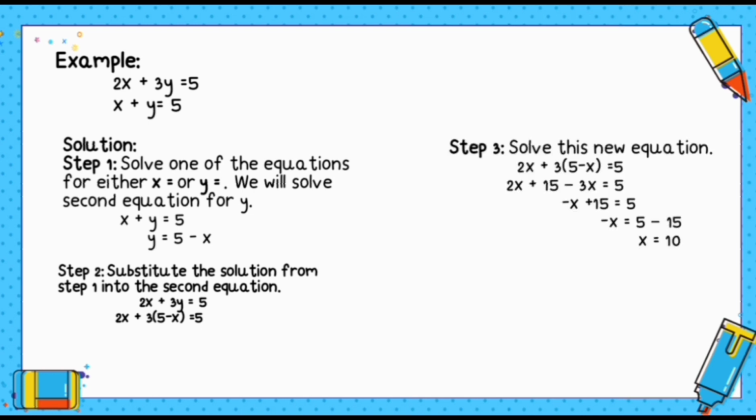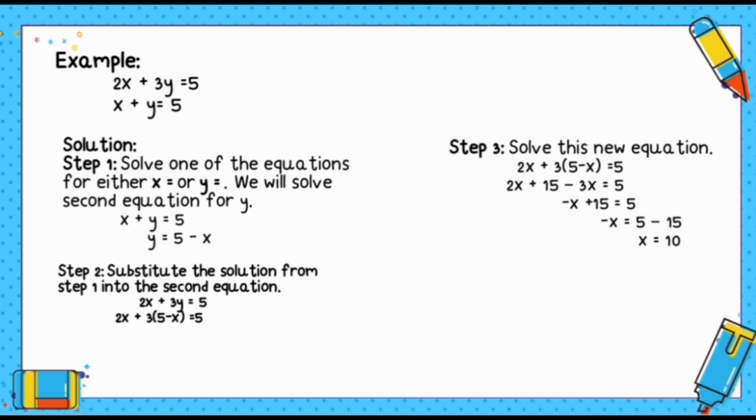Step 3. Solve this new equation. 2x plus distribute 3 to the quantity 5 minus x is equal to 5, which gives 2x plus 15 minus 3x is equal to 5. Combine like terms. 2x minus 3x is equal to negative x, plus 15 is equal to 5.